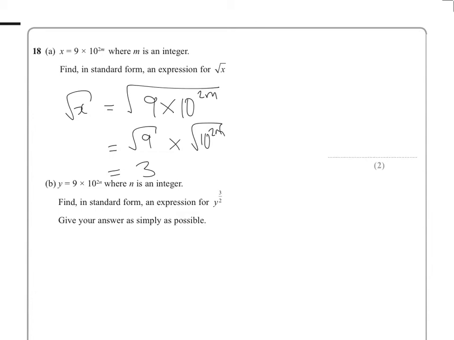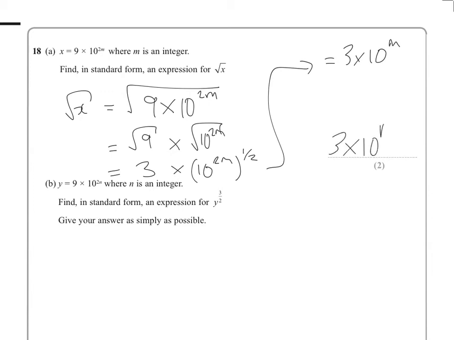Well, square root is the same as power half. So therefore, my rules of indices tell me that if I've got brackets, I multiply the powers, so 2m times a half just leaves me with m. So 3 times 10 to the power of m.